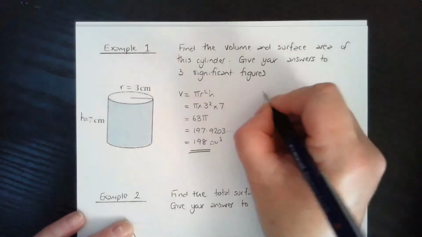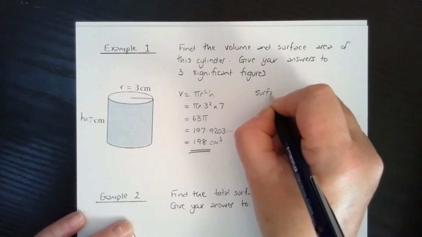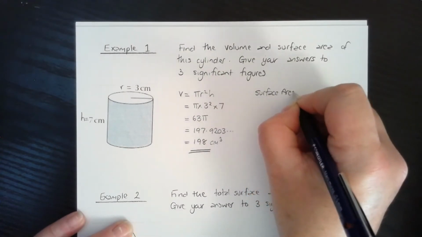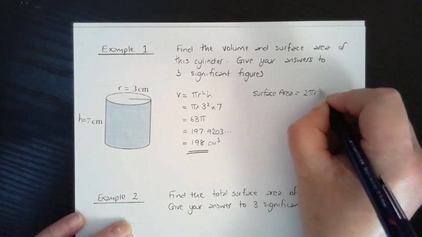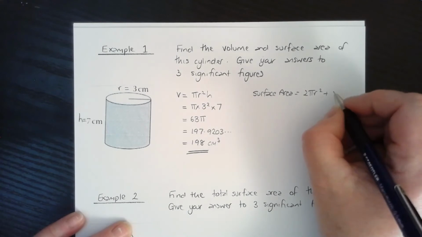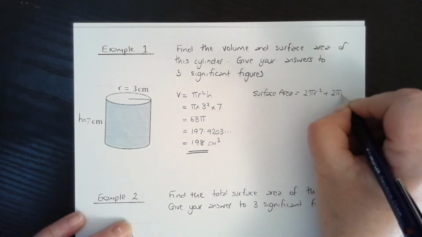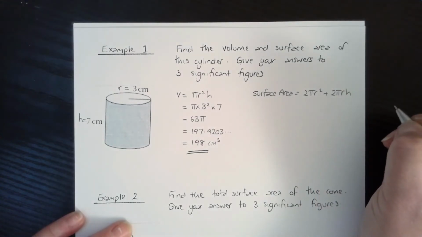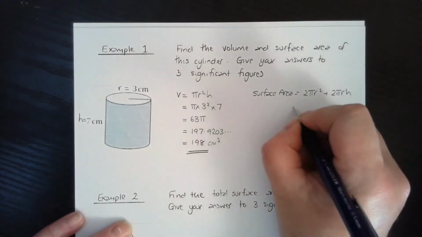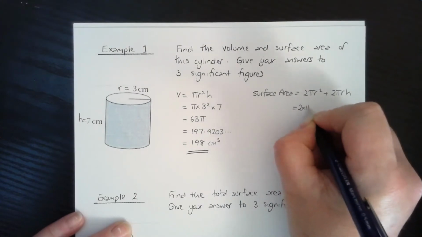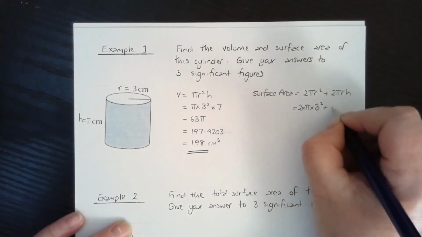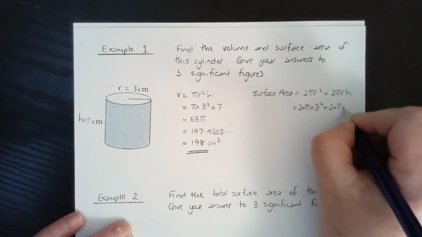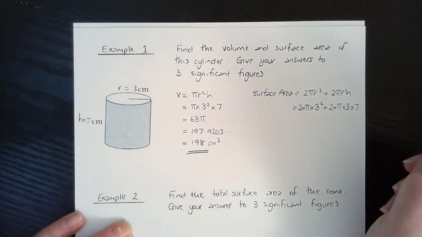The surface area is going to be two of those circles plus 2 pi r, which is the circumference, times by h for the rectangular shape. So that will be 2 times by pi times by 3 squared plus 2 times by pi times by 3 times by 7.